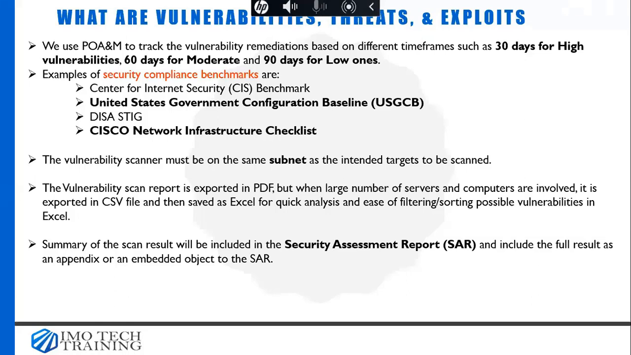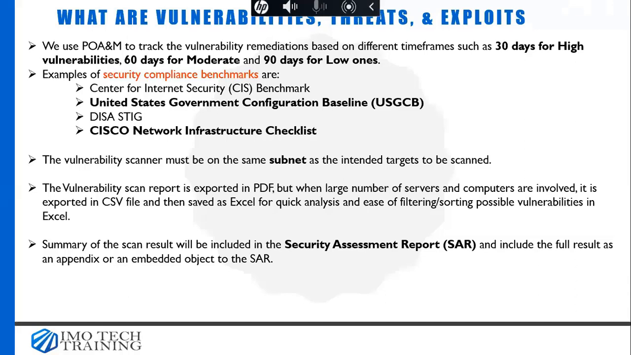If you have a vulnerability that is moderate, you have 60 days to fix it. And low vulnerabilities, 90 days, you can relax. If the tool tells you that this vulnerability is a low finding, you have 90 days to remediate that.